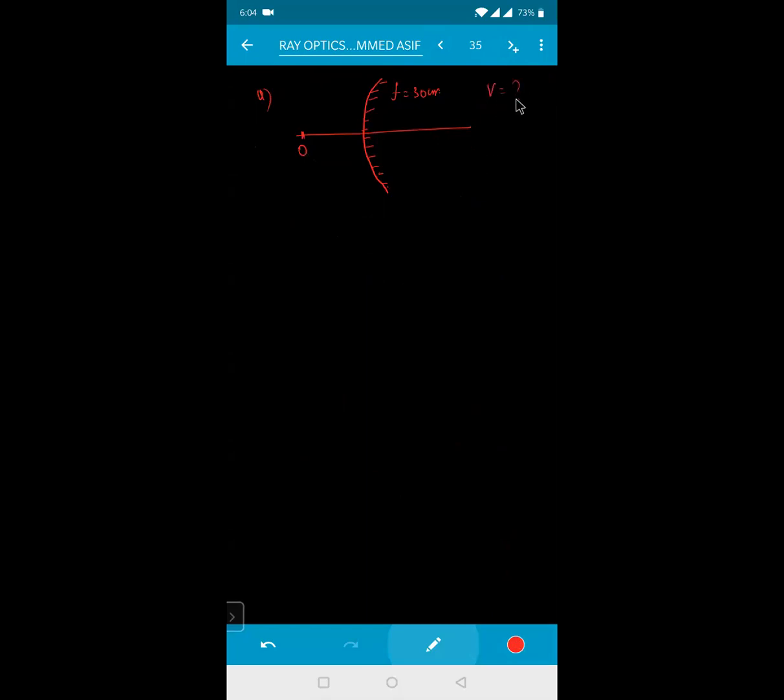V is equal to how much? Object distance is at your 40 centimeter from the pole. This is your 40 centimeter from the pole of the mirror. This is the pole of the mirror, that is nothing but your P. How to draw the ray diagram for this one, beta?